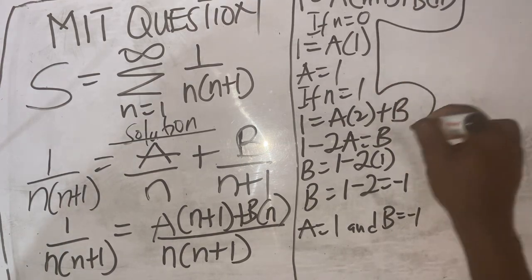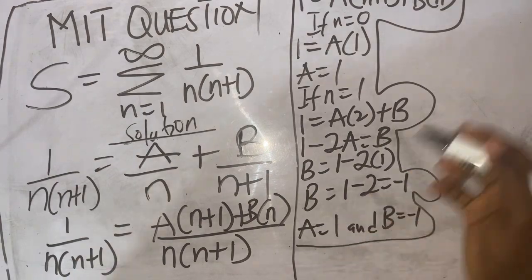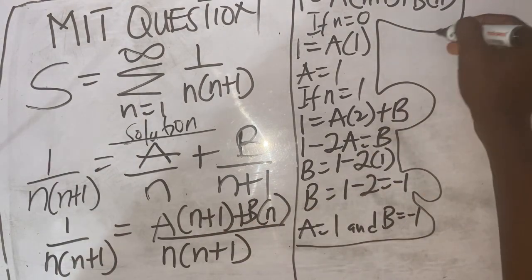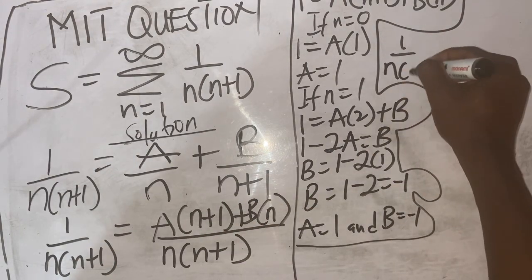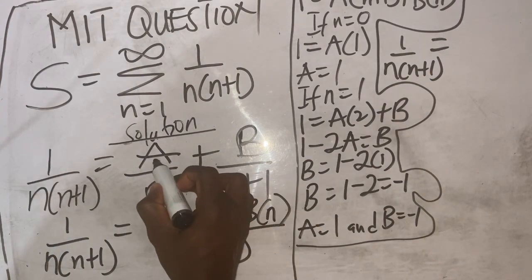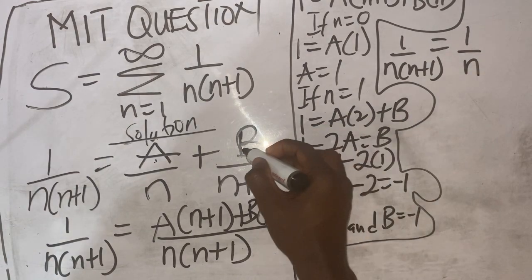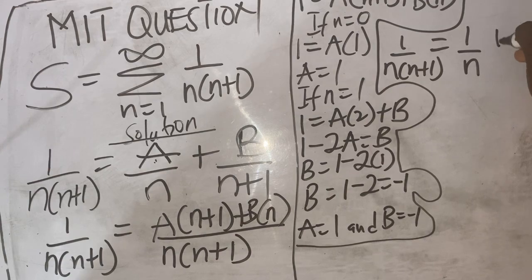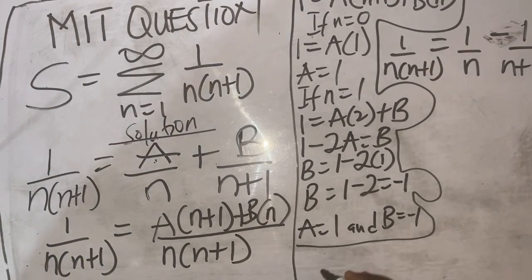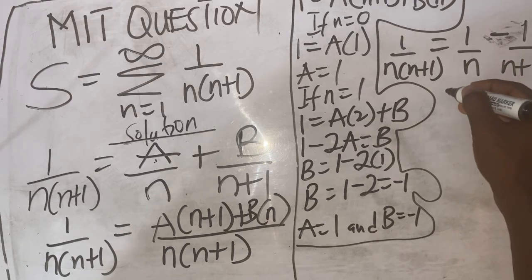How do I write my series, right? If that is the case, remember we said 1 over n into bracket n plus 1. We are writing the whole thing from here. So A is just 1, which is 1 over n, and then B gave us negative 1, so I have negative 1 over n plus 1 in here. So how do we write the sum of the series?